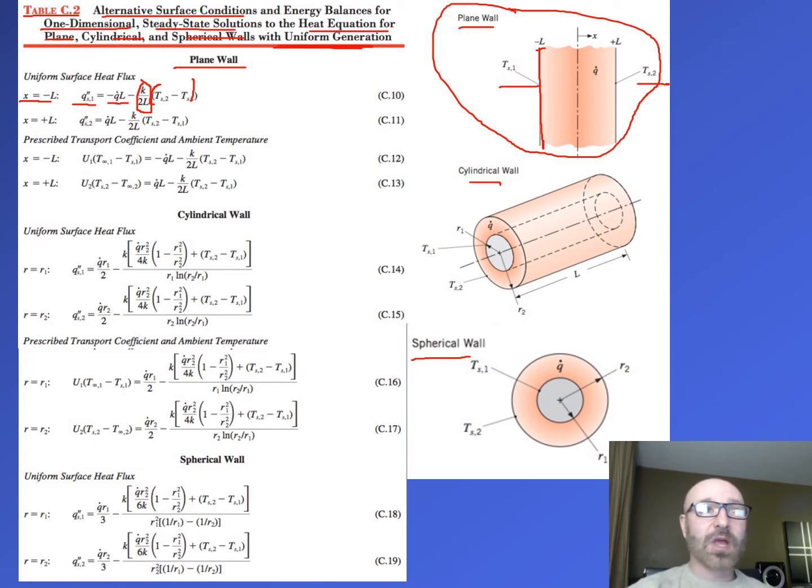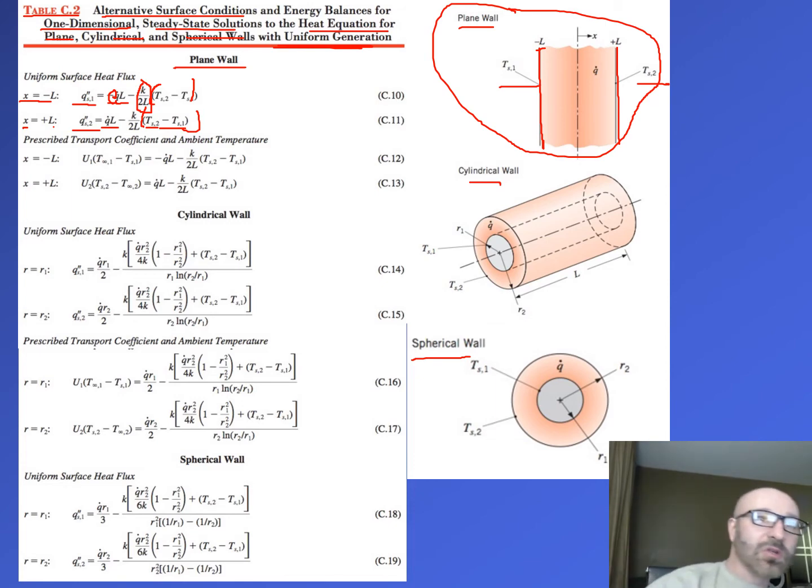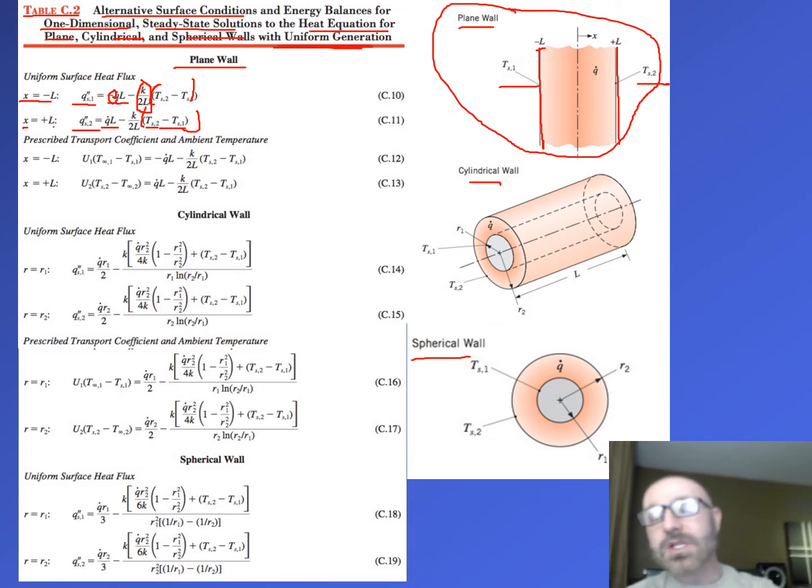Then I can also say, okay, when x is equal to L, now I'm over on this surface right there. My heat flux there is equal to q dot L. You can notice the sign change in our convention right there, minus k over 2L times (T_S2 minus T_S1), that temperature difference. So it's easy for us to look at those governing equations, go over to our diagram and relate back.